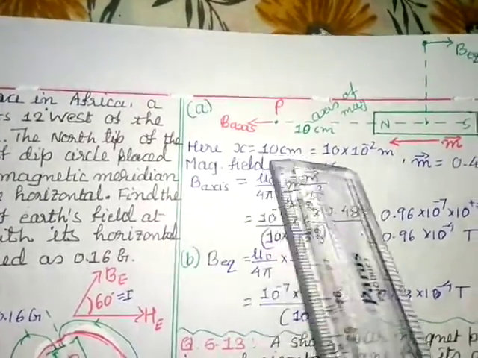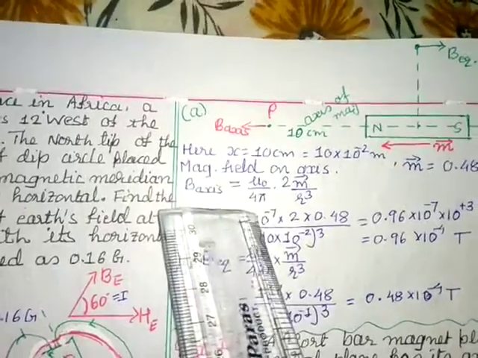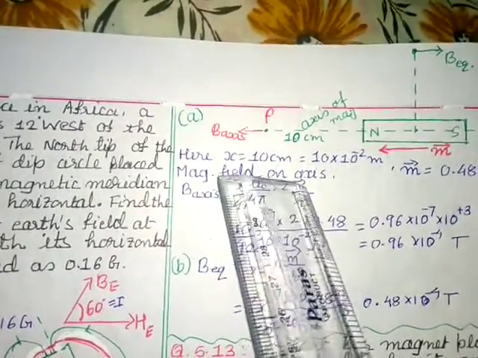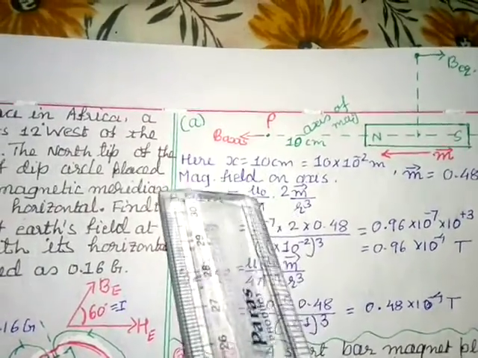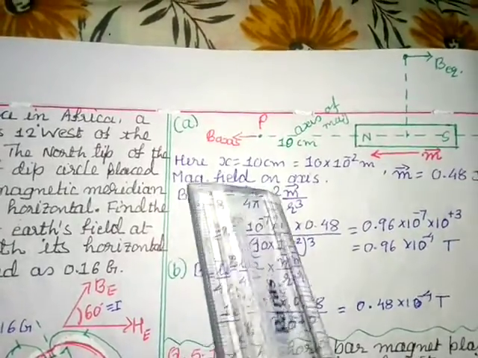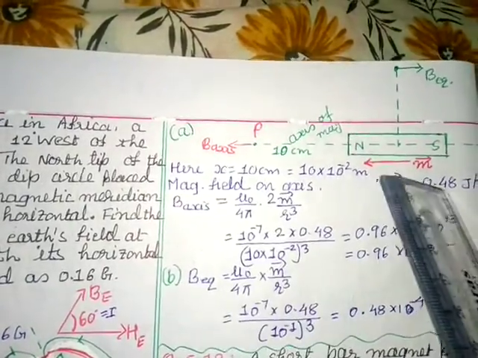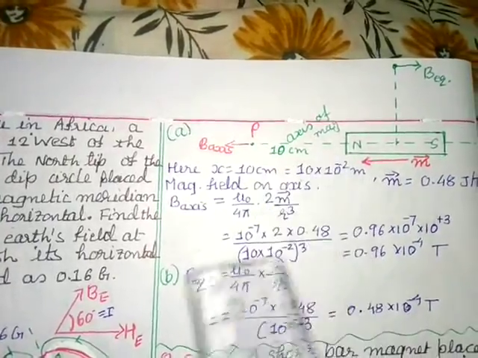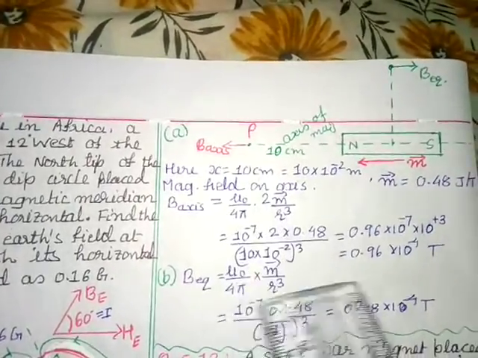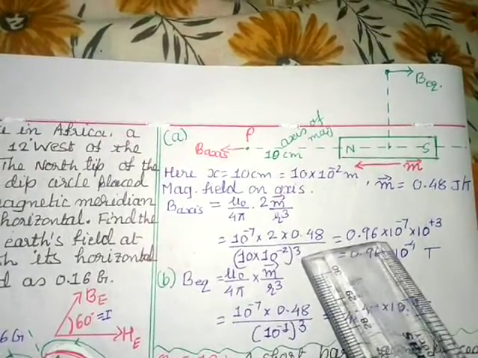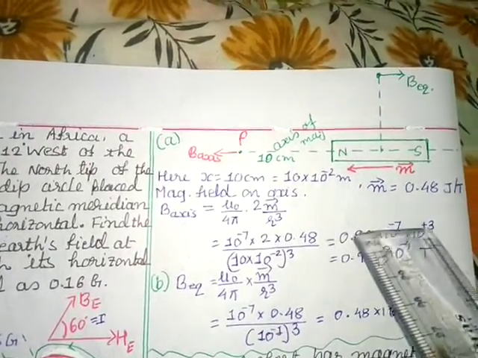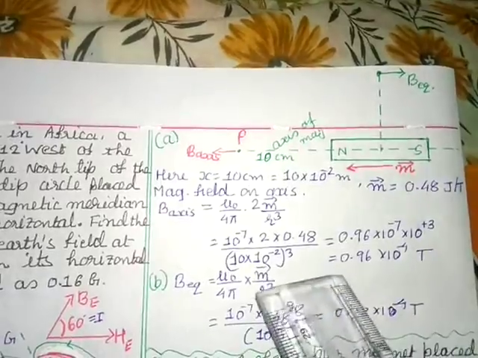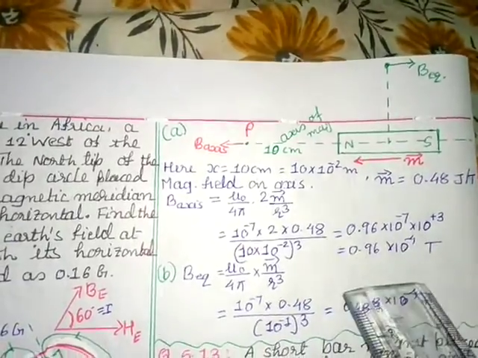So the magnetic field on the axis, Bx, is equal to mu naught by 4 pi into 2M divided by r cube. Mu naught by 4 pi is 10 to the power minus 7, 2 is here, and M value is 0.48 divided by r cube, that is 10 into 10 to the power minus 2 whole cube. Okay, multiply, simplify, so you get 0.96 into 10 to the power minus 7 into 10 to the power plus 3. This you can combine, so 0.96 into 10 to the power minus 4 Tesla.